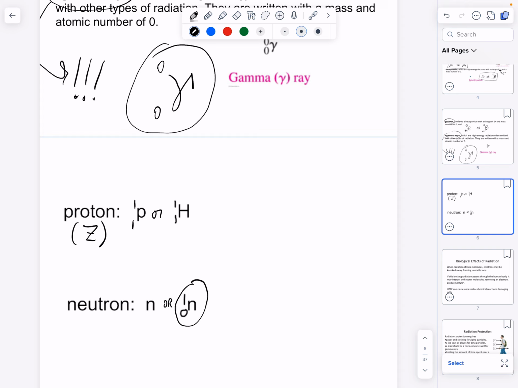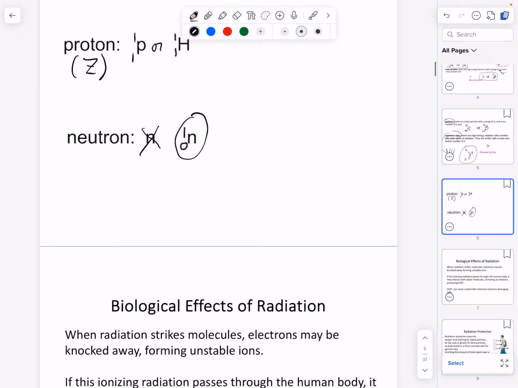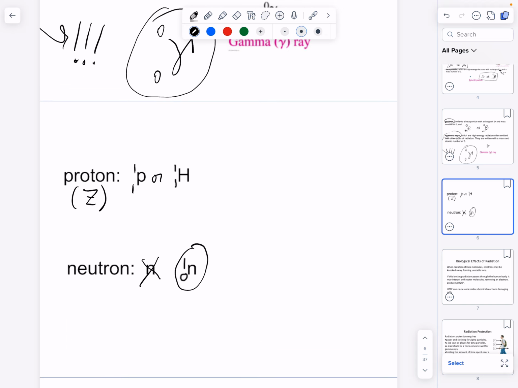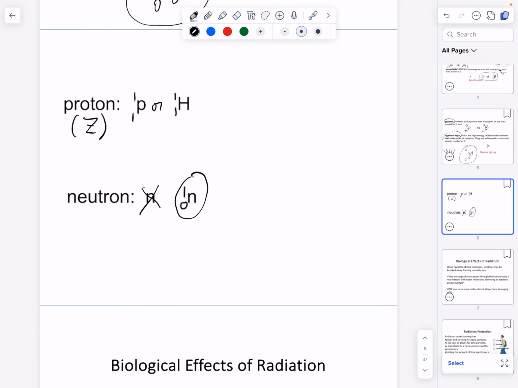Okay, so not this one, don't use this one. Always use your numbers next to the side. So those are the 6 particles that you have to memorize for this chapter.